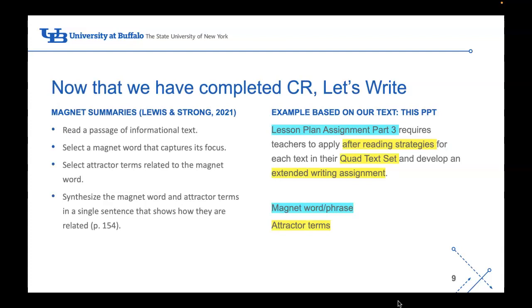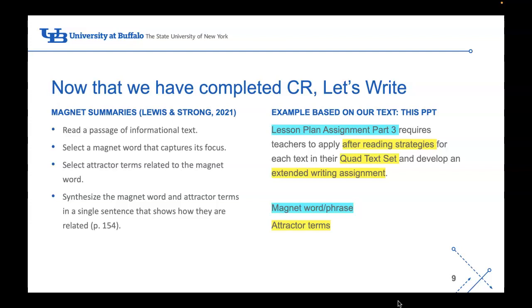So now that we've engaged in a modified version of collaborative reasoning, and now that we've finished looking at the bulk or main or specific part of the text, I'm going to model a magnet summary for you, which is another strategy that you can find in Lewis and Strong. And this is an example of what an extended writing assignment can look like for this set of lessons.